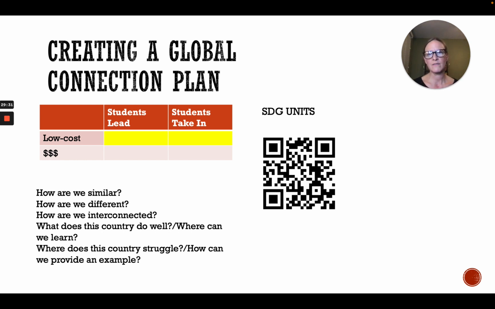And in those units, when we talk about these different countries in conjunction with the Sustainable Development Goal, it's important to ask questions like, how are we similar? How are we different? How are we interconnected and interdependent? What does this country do well with this Sustainable Development Goal, and where can the U.S. learn from them? And where does this country struggle with that particular development goal? And how can we potentially provide an example that might work in their context?